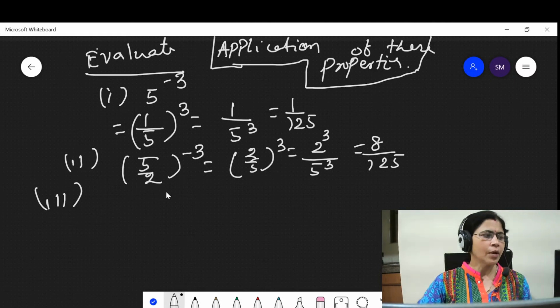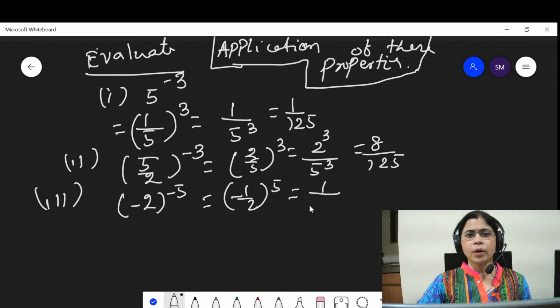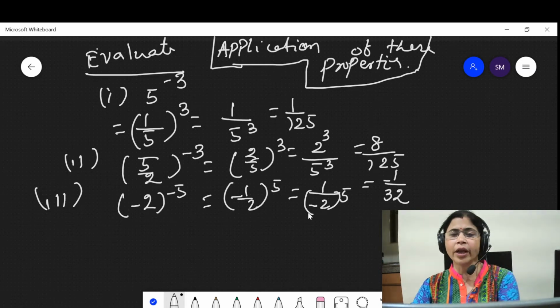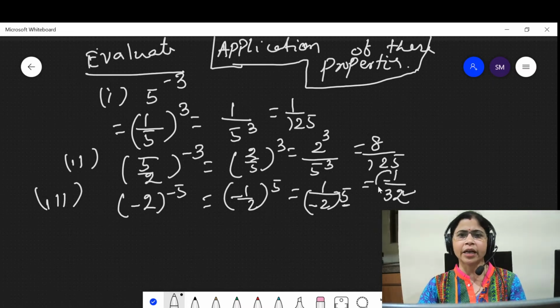Then the third question says you have to find out (minus 2) to the power minus 5, which is equal to 1 upon (minus 2) to the power 5, which is equal to minus 1/32. As I have told you, when you find the exponent of a negative integer, it is very important: when the exponent is an odd number, the value is negative. When the exponent is an even number, the value is positive.